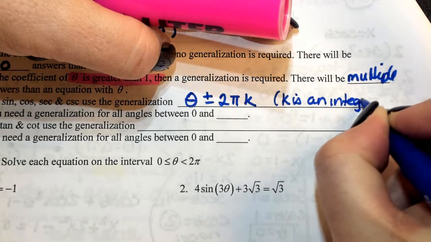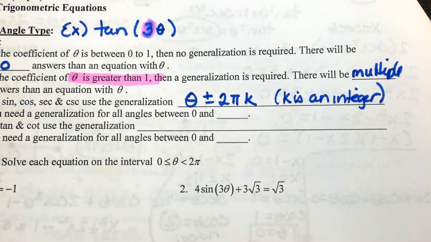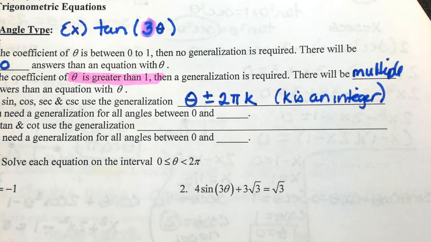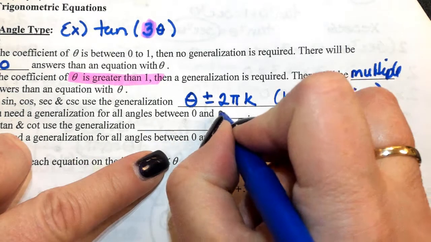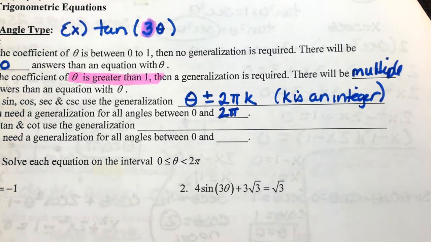What is an integer? Can it be a fraction? No. So you're looking at 1, 2, 3, 4, 5, etc. So again, we'll need the generalization for all angles between 0 and 2 pi. We're still just looking for our solutions between 0 and 2 pi.